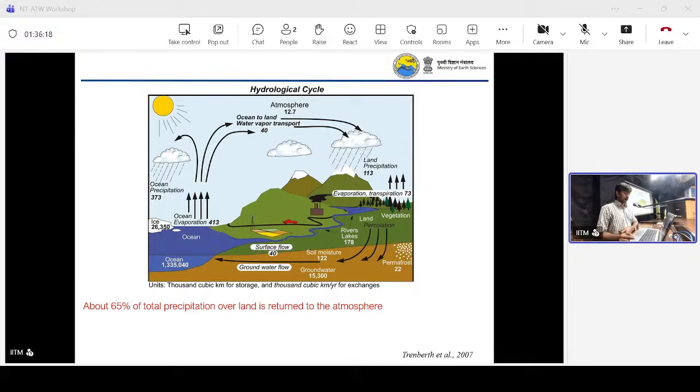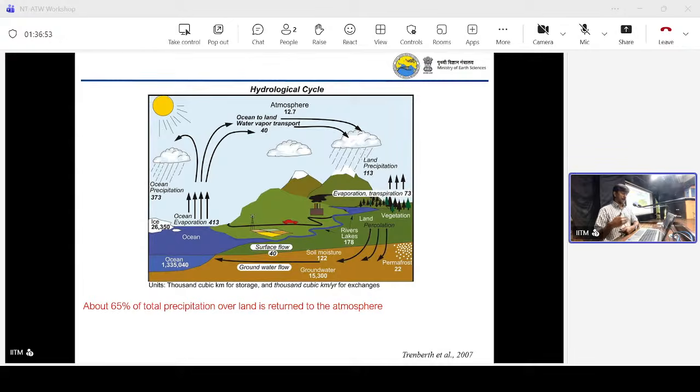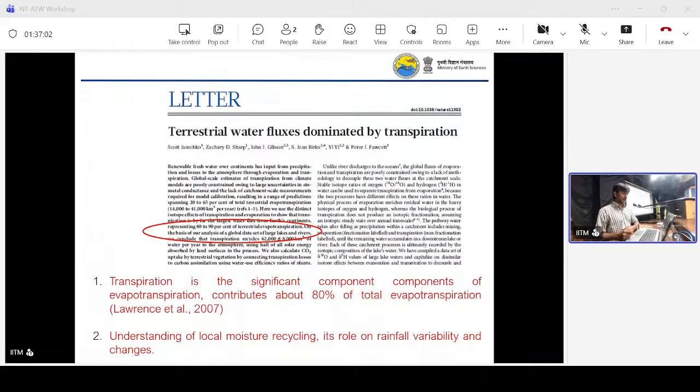So this is a schematic of how the hydrological cycle works, and basically the energy and the water are interlinked. You can see here that a major portion of precipitation which falls over land is returned to the atmosphere again through this mechanism, and there is a lot of exchange of energy. Some estimates, this is from models of course, show that about 65% of total precipitation over land is returned to the atmosphere. So you can think that a huge amount of feedback is in play, and we know a little bit but not everything.